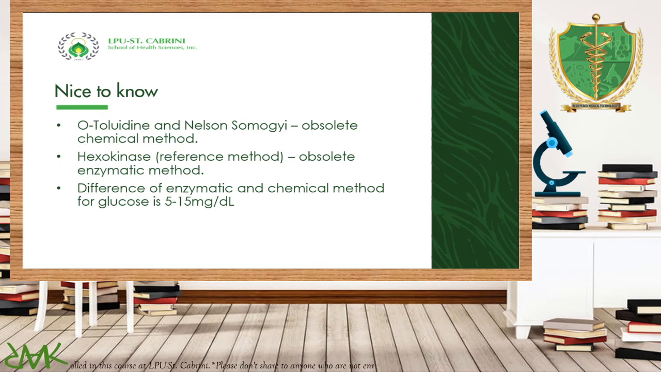And take note, people, that the difference between the enzymatic and the chemical method for glucose is expected to be 5 to 15 milligrams per deciliter. Okay, that is the difference of our enzymatic and chemical methods for glucose analysis, 5 to 15 milligrams per deciliter.